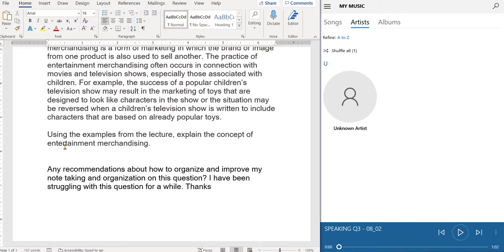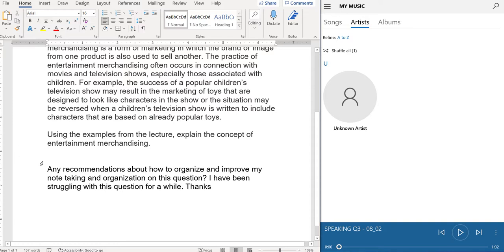Now, even though it doesn't say it here, this is an integrated speaking task because if you explain the concept of entertainment merchandising, that means that you have to explain how this concept, which is mentioned in the reading passage, connects to the information mentioned in the lecture. So the way that the question is framed encourages you to integrate the two sources.